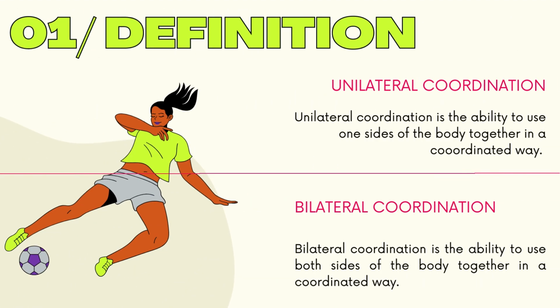So, first of all, I will start with the definition. Unilateral coordination is the ability to use one side of the body in a coordinated way. In other words, unilateral isolates one side of the body to coordinate a movement, while bilateral coordination is the ability to use both sides of the body together in a coordinated way. In other words, it is the ability to coordinate the right and left side of the body and to cross the midline of the body.